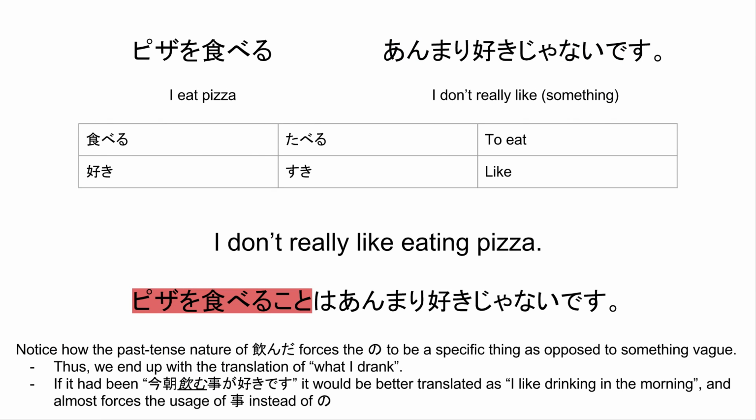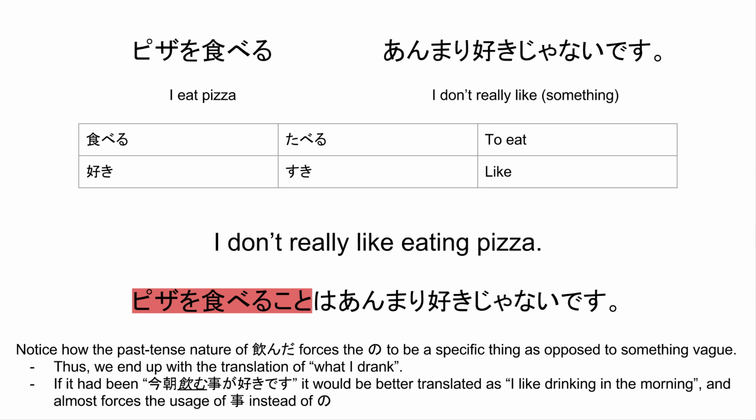Alright, let's go on to the next one. We have pizza o taberu. I eat pizza. Notice how this is a habitual event. I do this. Amari suki janai desu. I don't really like it. I don't really like something. Taberu is to eat, suki is to like. So I don't really like eating pizza. Well, this one should be easy.